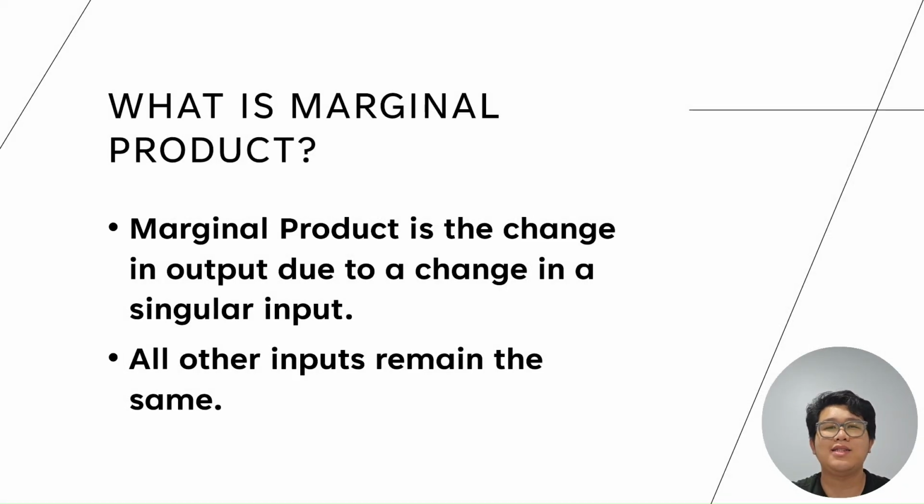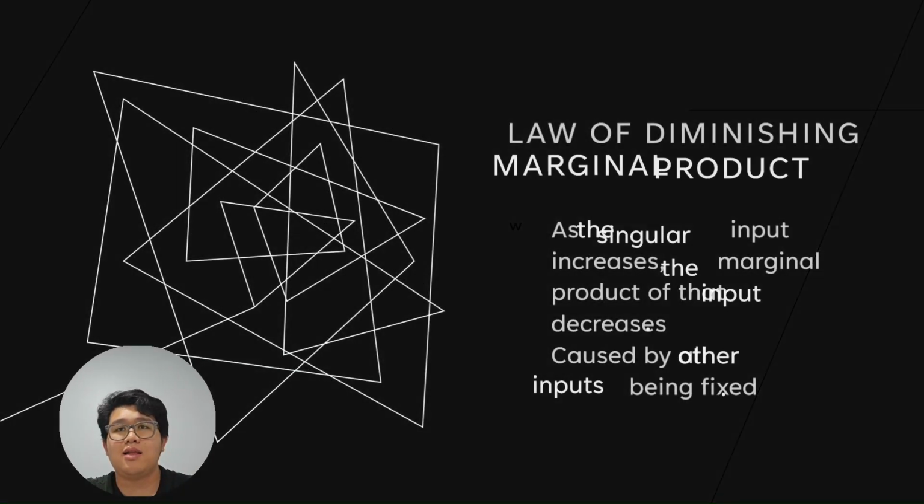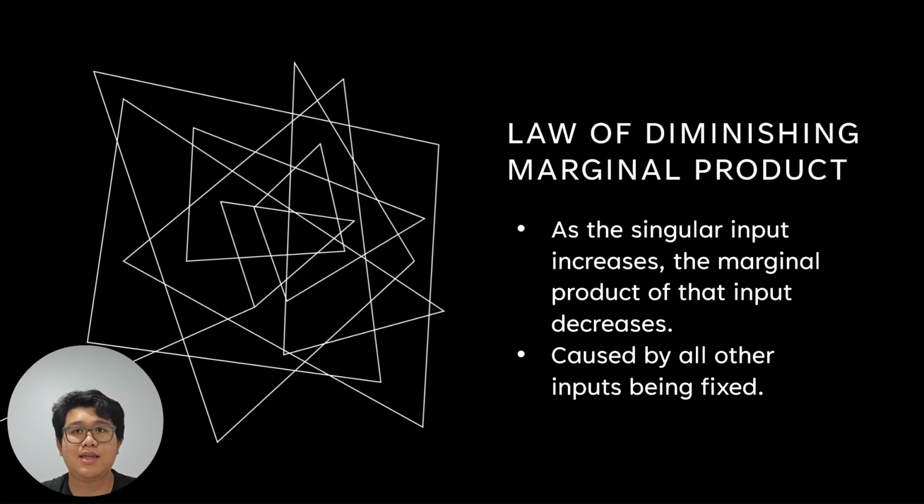So what is marginal product? Marginal product is the change in output due to a change in a singular input, having all other inputs remain the same. And the law of diminishing marginal product states that as the singular input increases, the marginal product of that input decreases. This is caused by all of the other inputs being fixed.